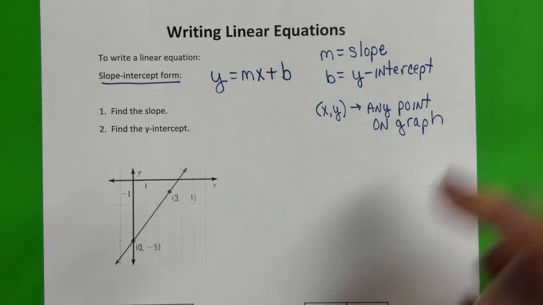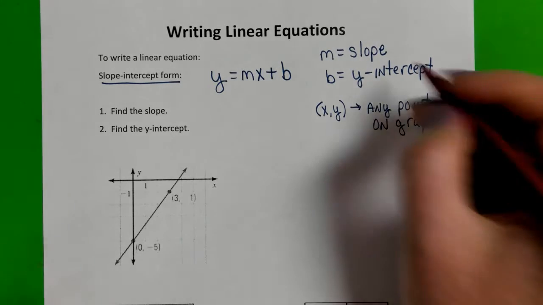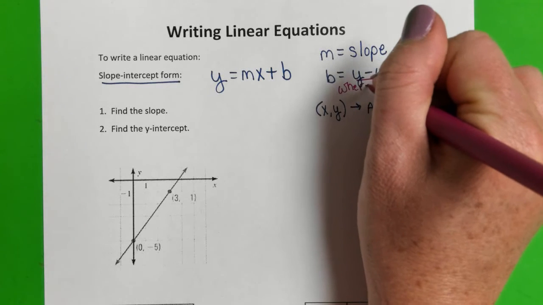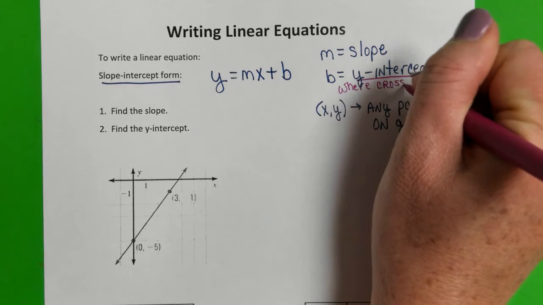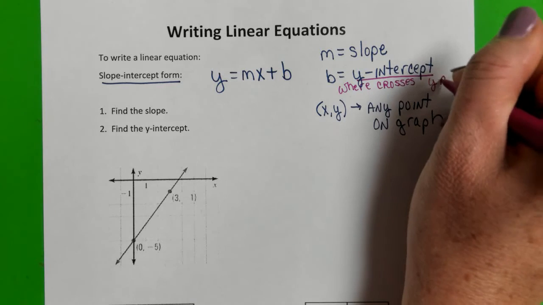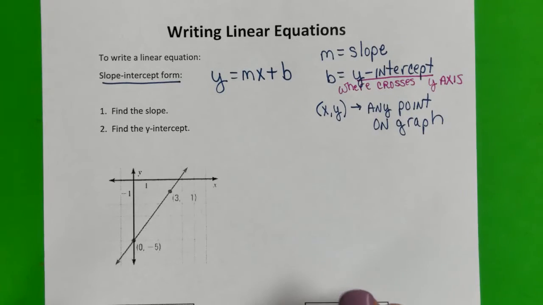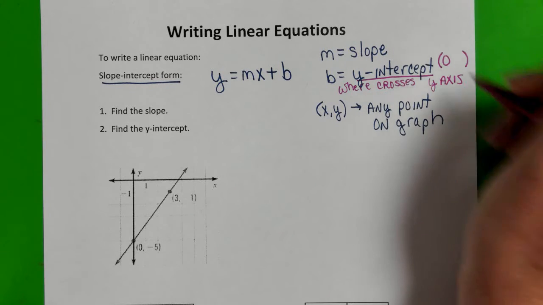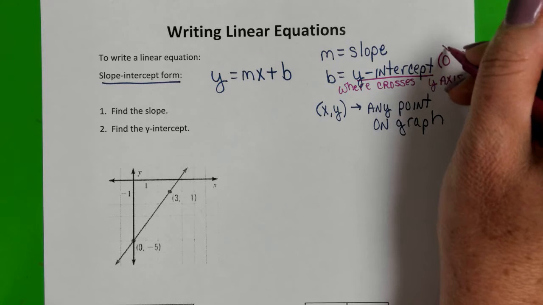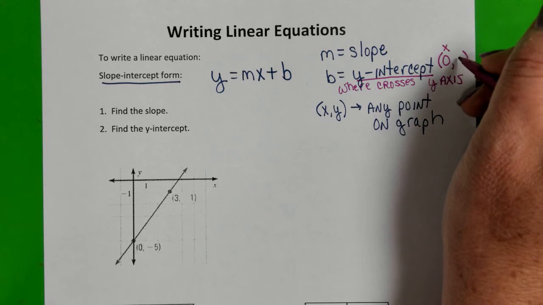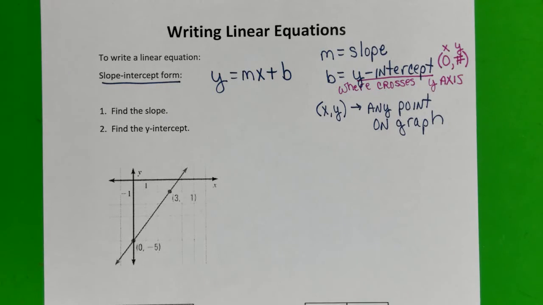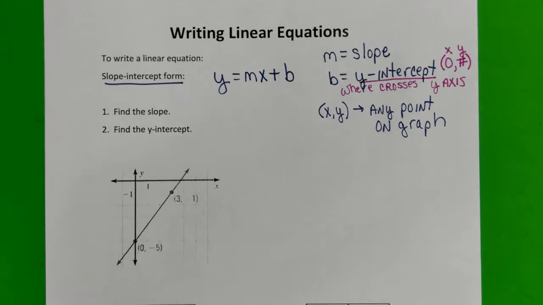Now I also want to remind you about the y-intercept. Remember, the y-intercept is where it crosses the y-axis, where the graph crosses the y-axis. And we know that this coordinate, the x value, is always 0. That's really important. X is always 0, and then the y value is going to be another number. Could be 0, but usually it's not. It is sometimes. Okay, so that's what I want you to think about.